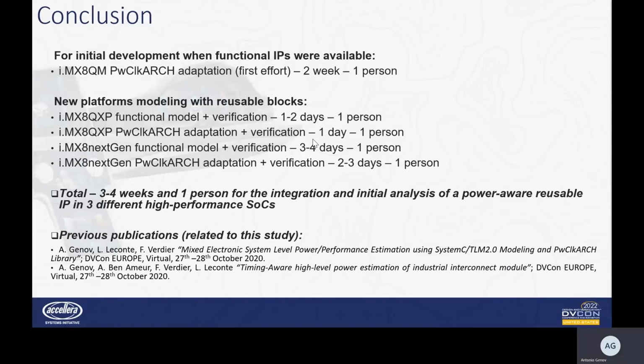We use this approach to estimate the power consumption of the NXP next generation high performance SoC, and reusing the power-aware IPs with power clock arc has allowed us to significantly reduce the development time of two new architecture models and increase our design space exploration capabilities. With this approach, we were able to create two new derivative architecture models and execute this critical analysis in just over a week, around 8 times faster than without the power-aware IP reuse.